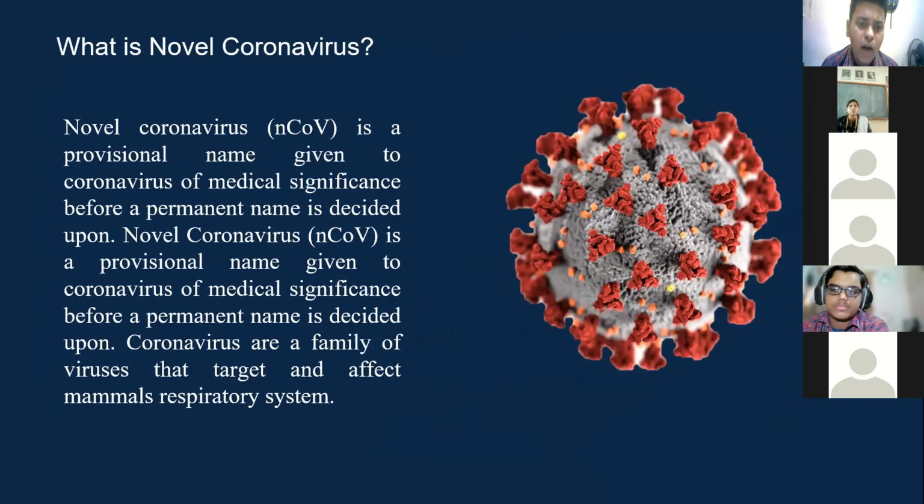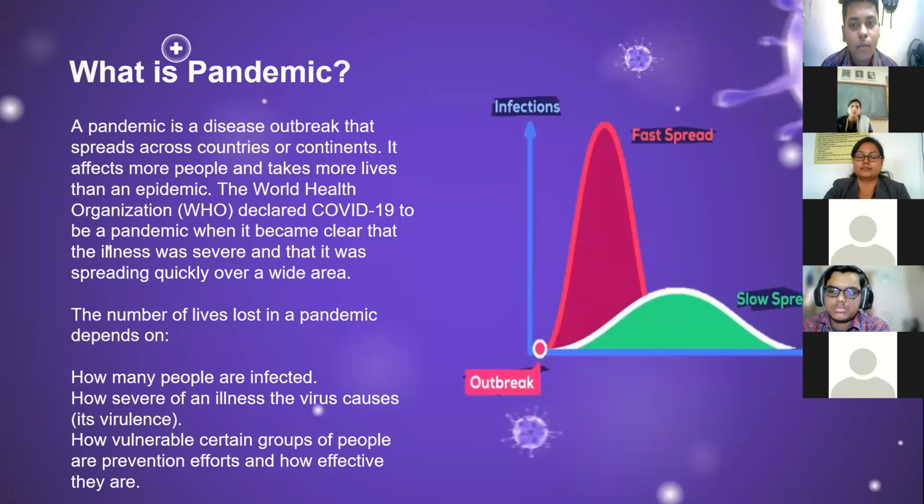Now, why did coronavirus become a pandemic? It became a pandemic on 11th March 2020. Now, what is a pandemic? A pandemic is a global epidemic, an epidemic which spreads over more than one continent, or we can say it is a sum of both epidemic as well as outbreak.